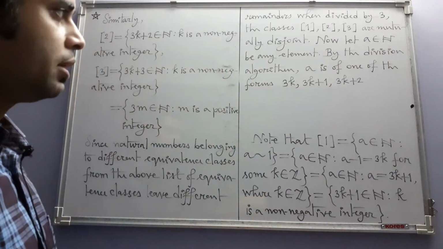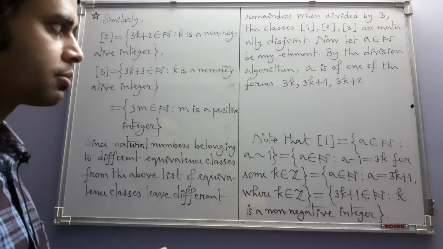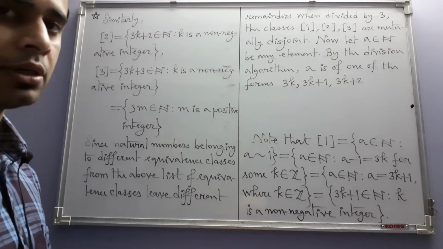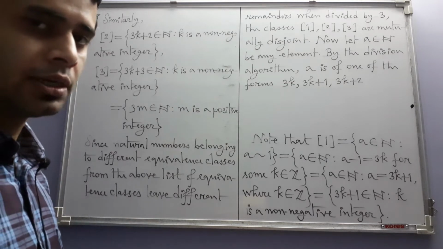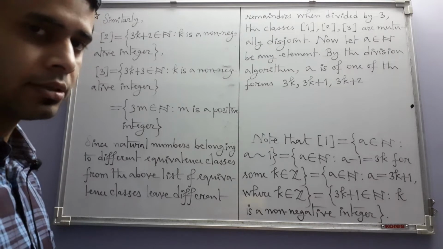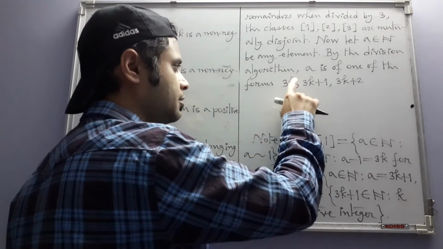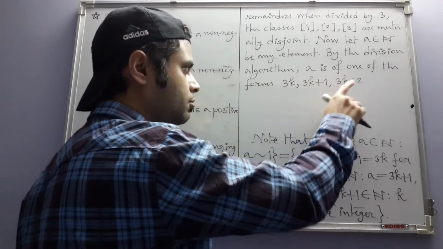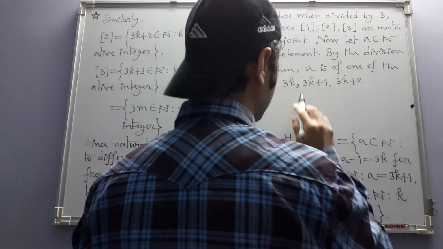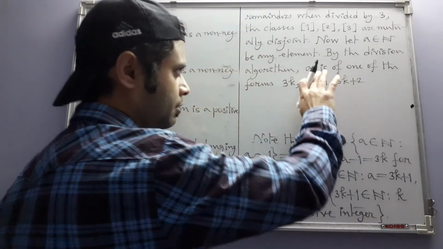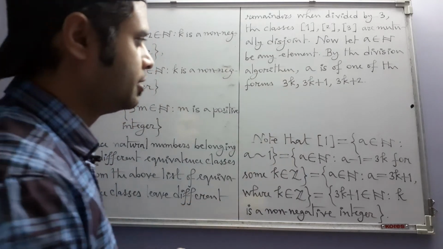Why? Because we are dividing a by 3. So by the division algorithm there will be a quotient k and a remainder r. Now because that remainder r has to be a non-negative integer that is less than 3, you get only 3 possibilities. The remainder can either be 0 or 1 or 2. Okay. Where a is of one of these forms, it's understood that k is an integer.